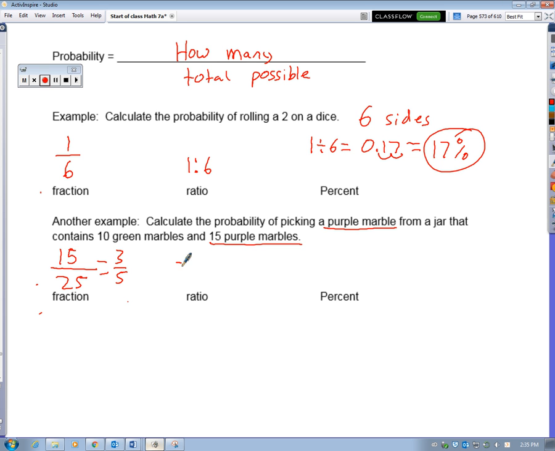Okay, we could turn that into a ratio by making the numbers go sideways to say 3 out of 5. We could also make that probability into a percent. 3 divided by 5 is going to get you 0.6. Move your decimal 2 places, gives you 60%. Okay, so that's the chances, that's the probability of picking a purple marble at random from the jar, if you were just going to pull a marble out of the jar. Alright?